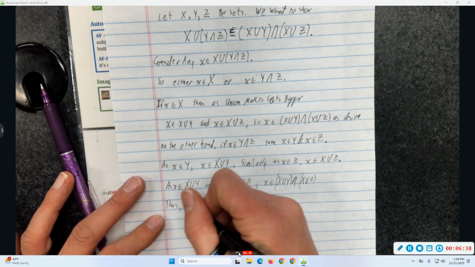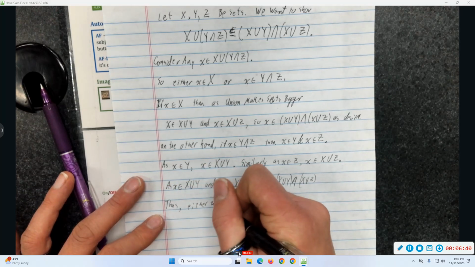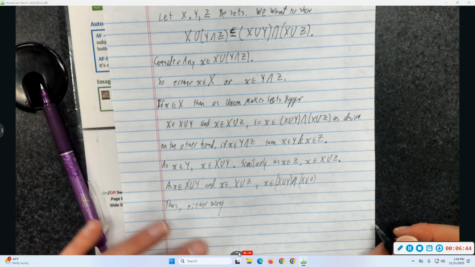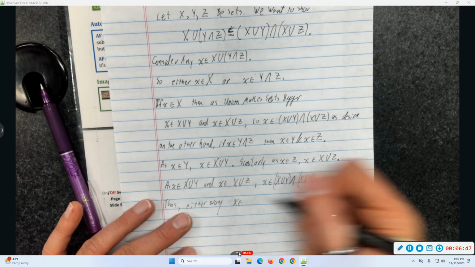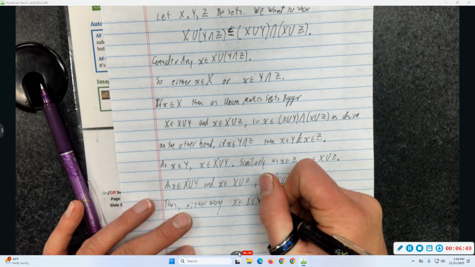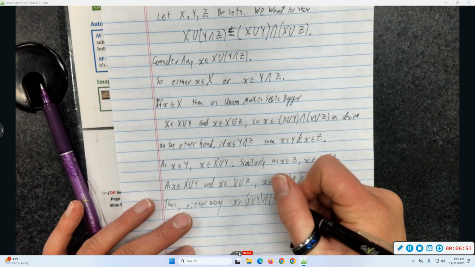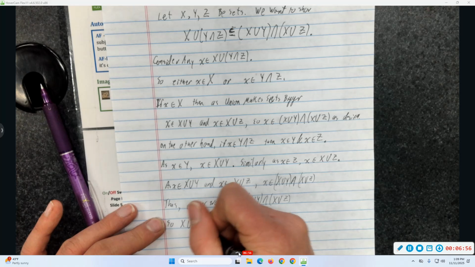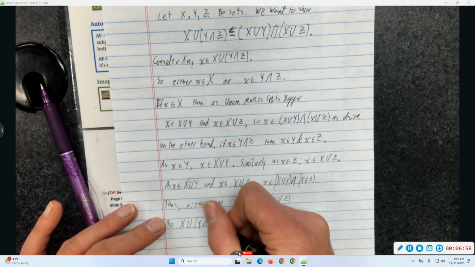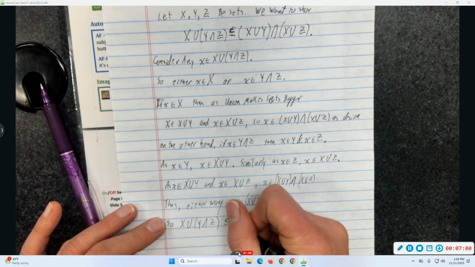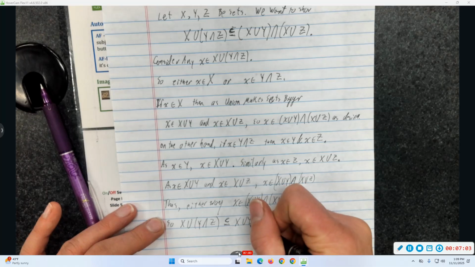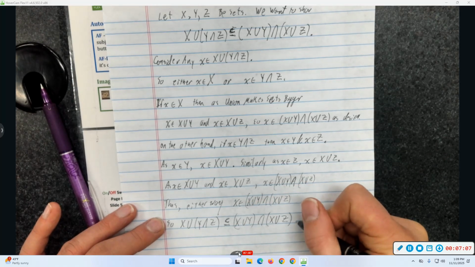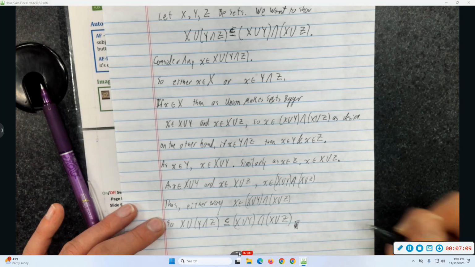Thus, to emphasize that regardless of which of the two cases we fell into, x is in (X union Y) intersect (X union Z). So X union (Y intersect Z) is a subset of (X union Y) intersect (X union Z). And that completes the proof.